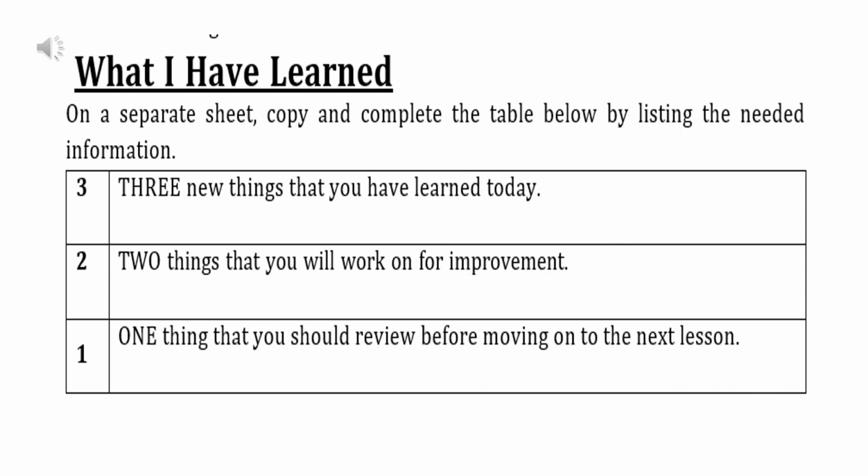What I have learned: on a separate sheet, copy and complete the table below by listing the needed information. Three new things that you have learned today. Of course, the definition of claim, the difference between explicit and implicit claims, and, of course, the three types of claims.